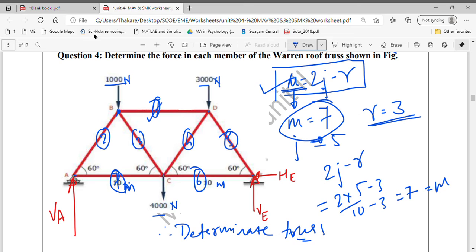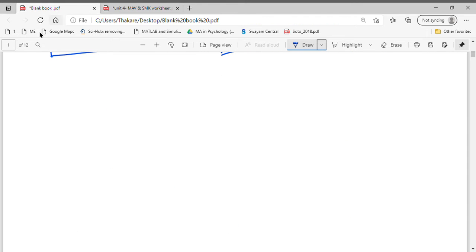To solve any truss using method of joints, we consider a joint with minimum number of unknowns. Now at joint A, if I see, I have one unknown force which is vertically upward, one inclined force which is unknown, and one horizontal force which is unknown. At joint E, I have one horizontal force which is unknown, again one horizontal force which is 0, so that is not applicable, one vertical force VE, and one inclined force. Let us consider joint A.